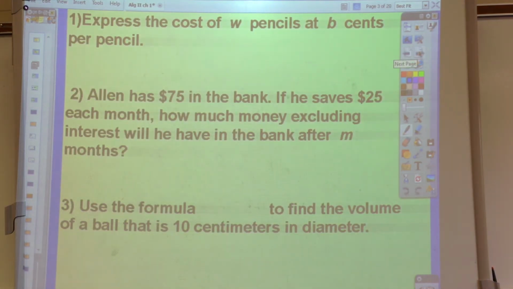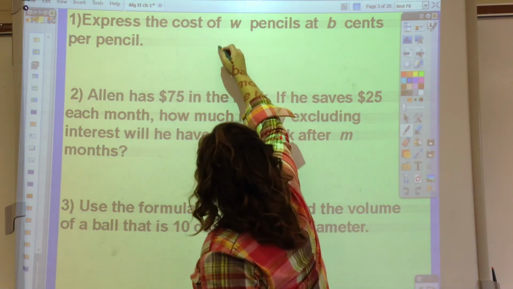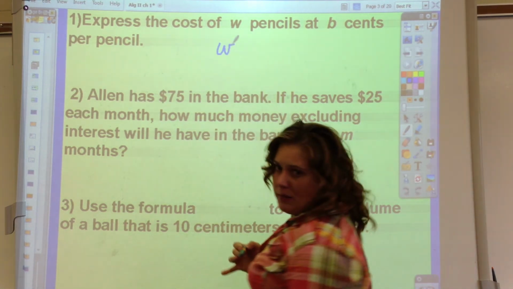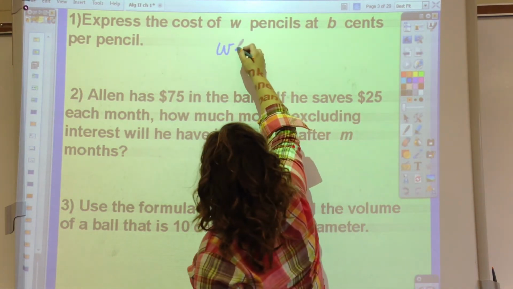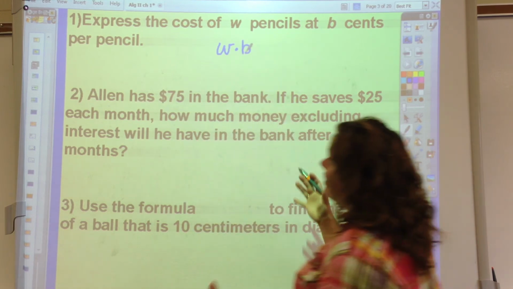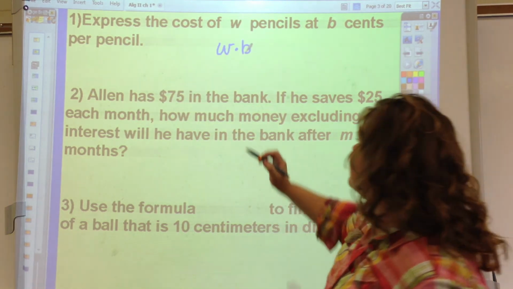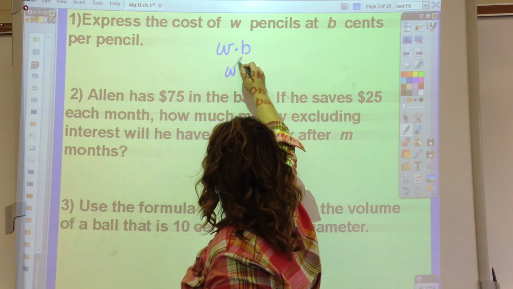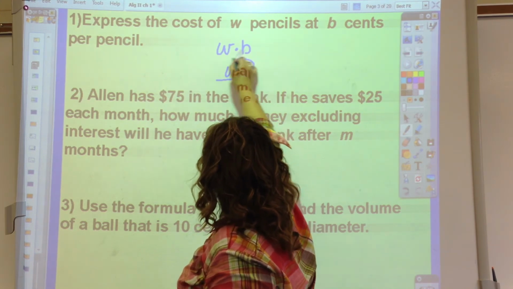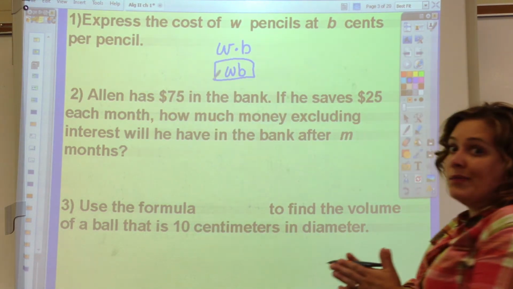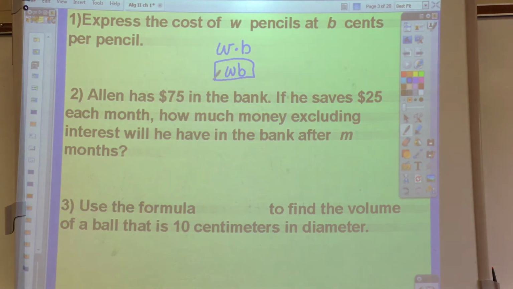If we want to express the cost of W pencils at B cents per pencil, that will simply be W pencils B times. And if we write that out algebraically, when I multiply 2 variables together, I can simply write WB. That means W times B.